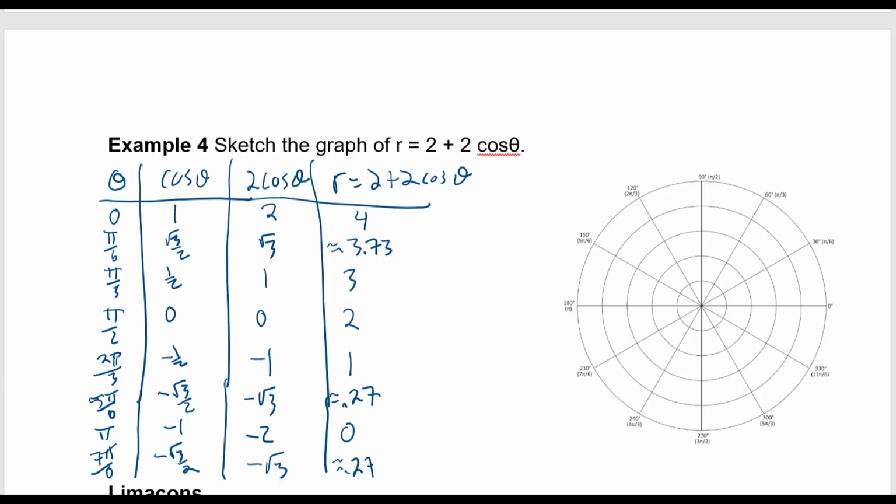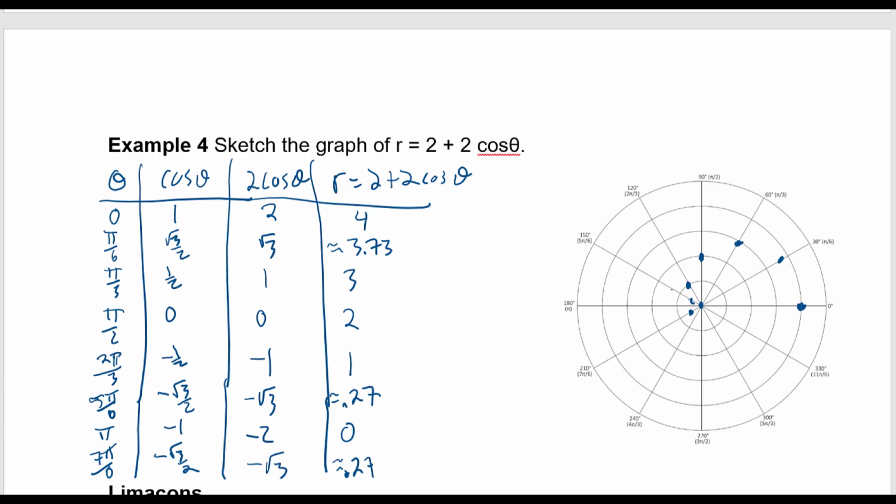So I think what's going to happen here is that we have some symmetry going on. So let's just start with this and see what happens. We have 0 is at 4, so this is 1, 2, 3, 4. Pi over 6 is at 3.73, so right about there, maybe a little further up. Pi over 3 is at 3. Pi over 2 is at 2. 2 pi over 3 is at 1. And then 5 pi over 6 is going to be here at around 0.27, so down there, and then we're at 0. Oh, then we're back at 0.27.